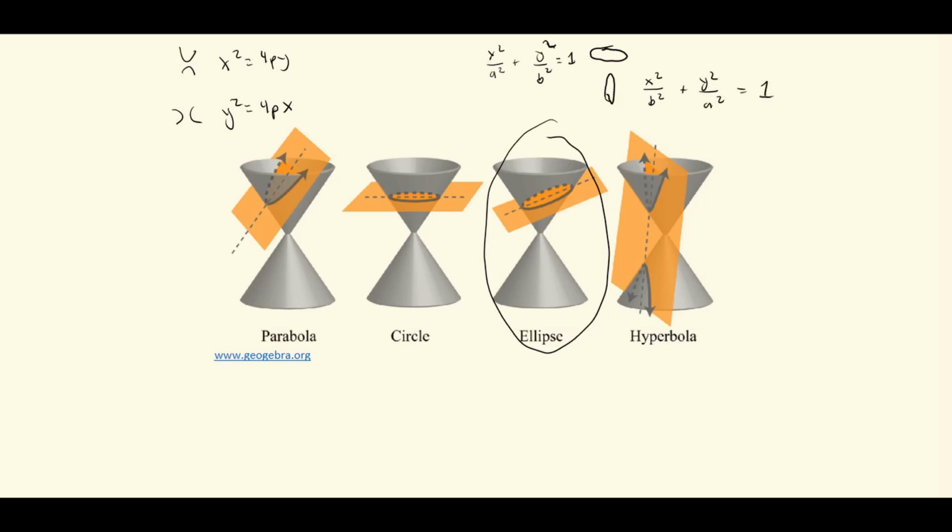And the difference between the two is that the a term is the longer axis. So this is going to be the major axis. If a is under x, it means that the x-axis is going to be the longer axis and the y-axis is going to be the shorter one. And if the a term is under the y squared term, then the y-axis is going to be longer and the x-axis is going to be shorter. So what we have to remember is that whichever term a squared is under, that axis is going to be the longer one.